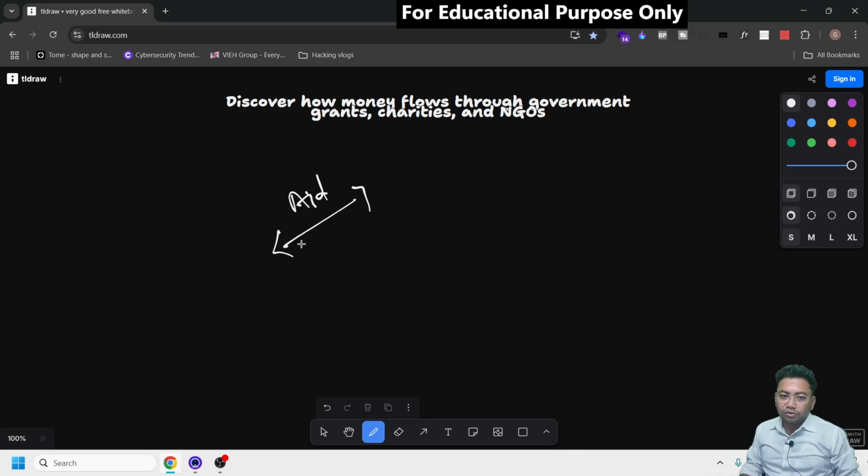There are a lot of NGOs in India, a lot of companies in India, getting high funds from the US government. But from where is the US government getting all those finances? So we'll be tracking the grants, the charities, the NGOs who are funding the US government.